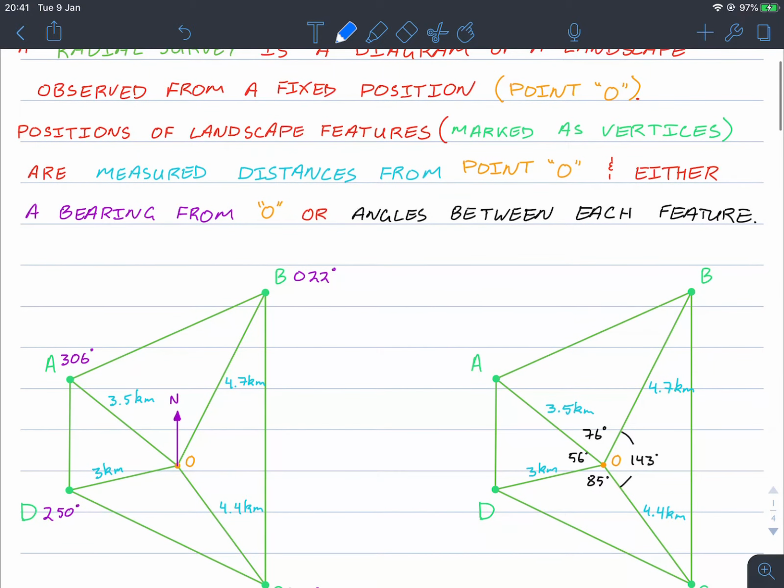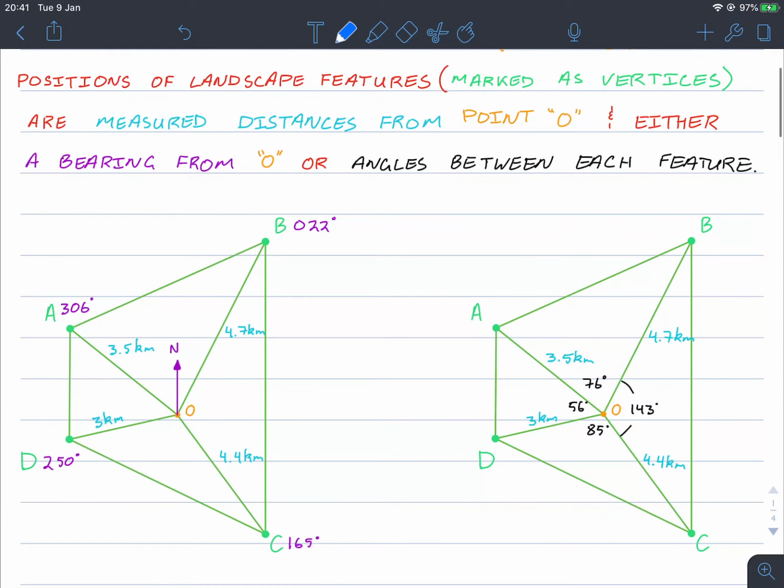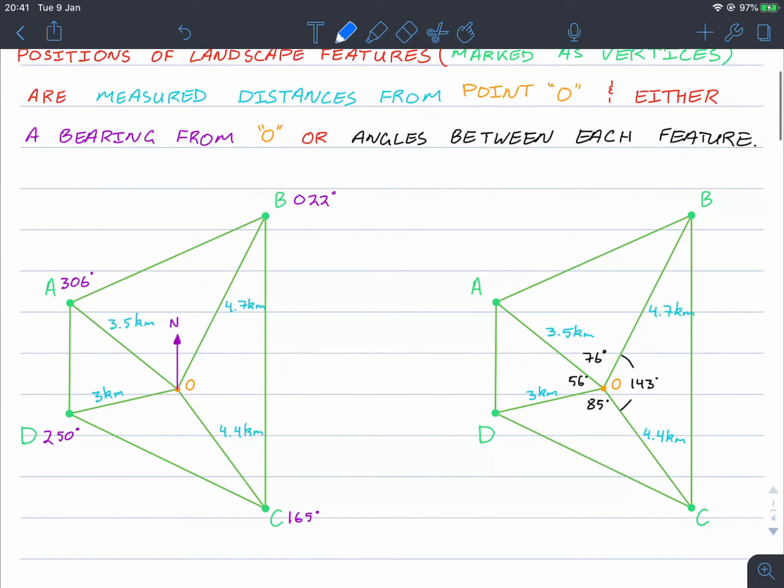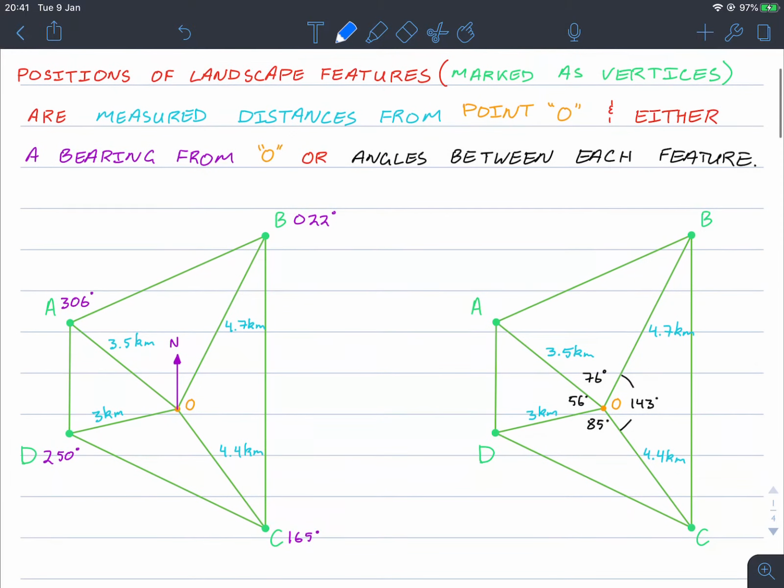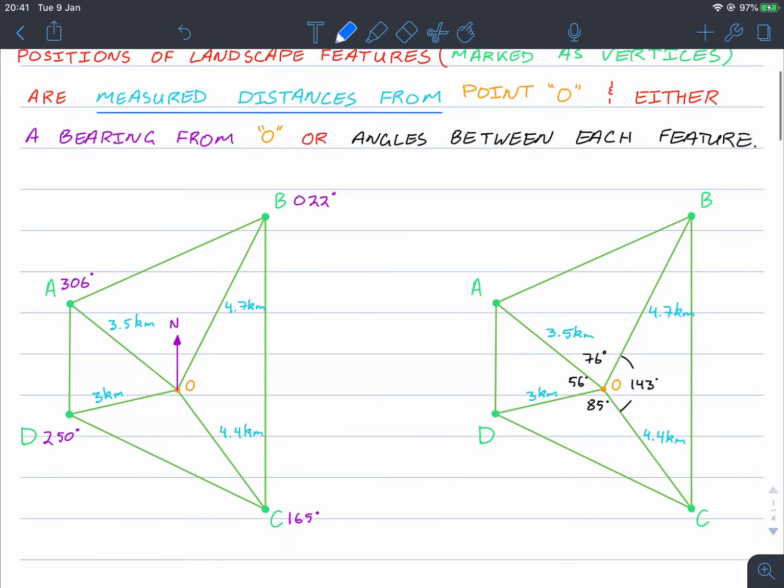Here's that fixed point in the center, and points A, B, C, and D might be a waterfall, a tree, a big rock, a house or something, all measured from the point O. The distance to each point is measured from O. So this 4.7 kilometers is almost always referring to that distance from O to B. Likewise O to A is 3.5 kilometers.